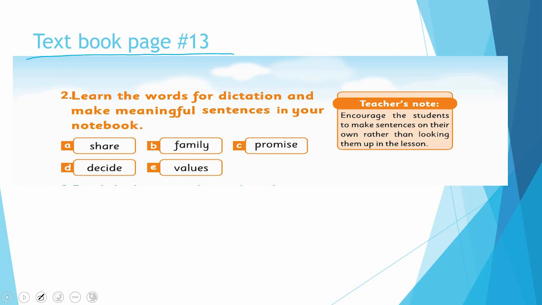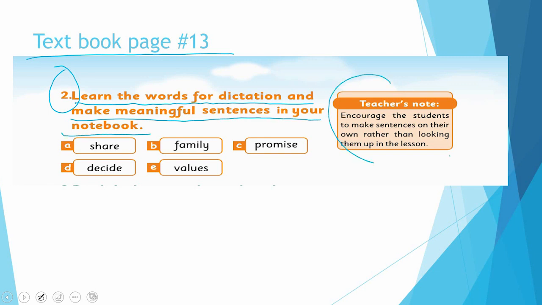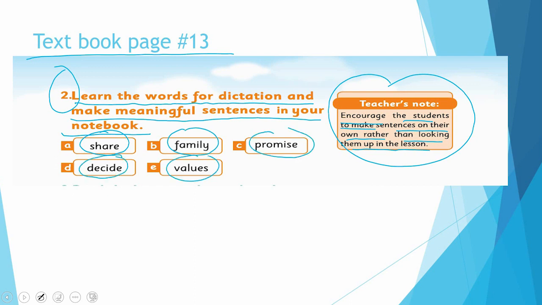On textbook page number 13, question number 2, learn the words for dictation and make meaningful sentences in your notebook. There's a small teacher's note here. Encourage the students to make sentences on their own rather than looking them up in the lesson. The words in front of you are share, family, promise, decide, values. As this is your class task, you're going to make sentences one by one here. You can also make your own sentences.